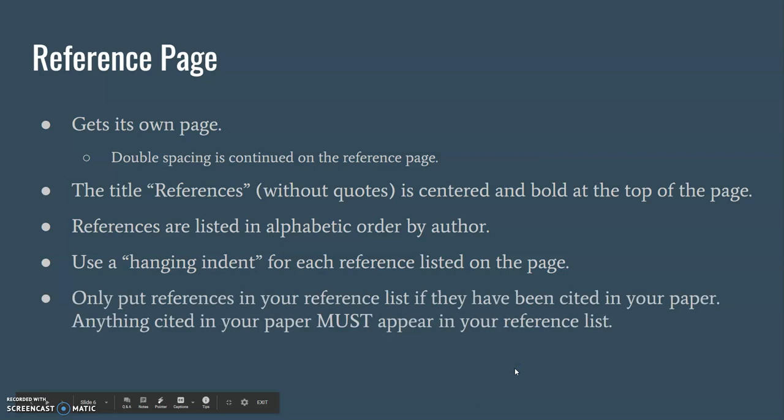Only put references in your reference list if they have been cited in your paper, and vice versa. You do not, under any circumstance, want to have extra references in your reference list but not cited in your paper, because it implies to your teacher that you have used references that you haven't cited, which can then turn into a claim of plagiarism. So make sure that anything that is in your paper and cited turns up on your reference page, and anything in your reference page is also in your paper.